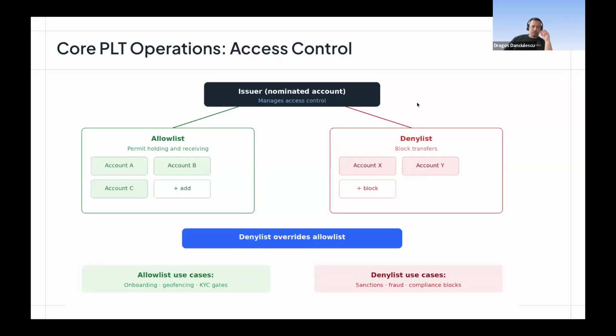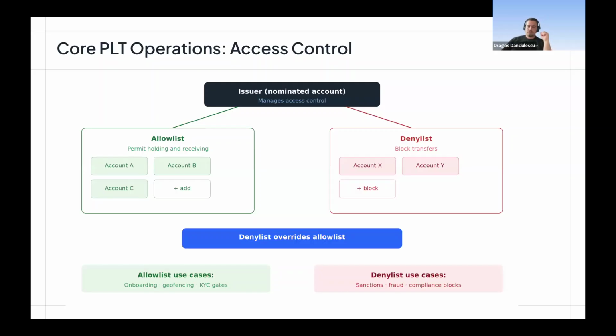Now, access control. This is an interesting bit of core operations allowed by the protocol. An issuer, or a nominated account by the issuer, will be able to manage access control. On one hand, we have an allow list. If the allow list is enabled, it means that in order to do any transfer between two accounts, both accounts have to be in the allow list.